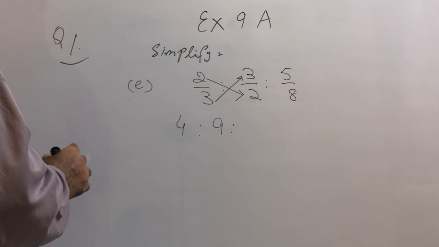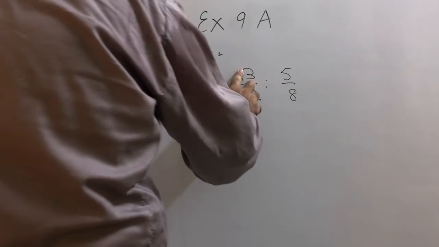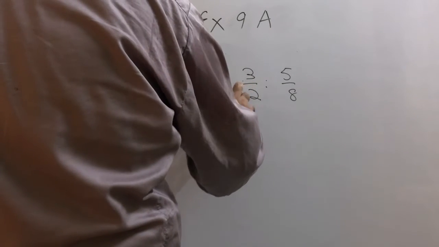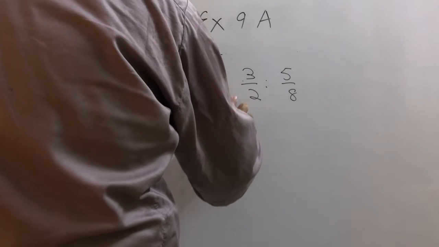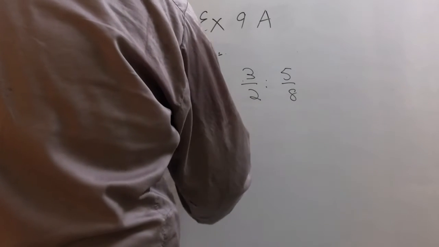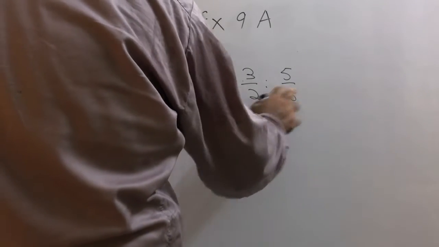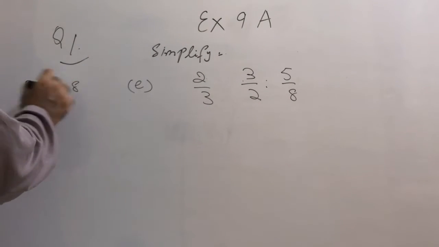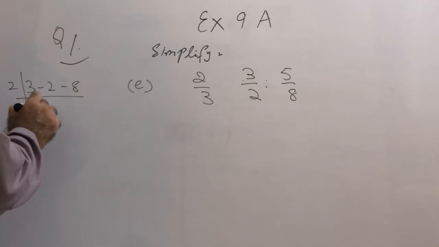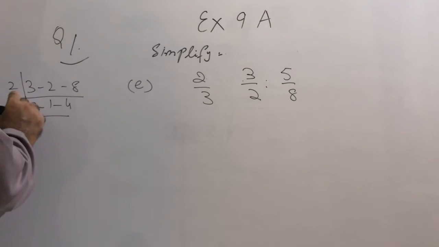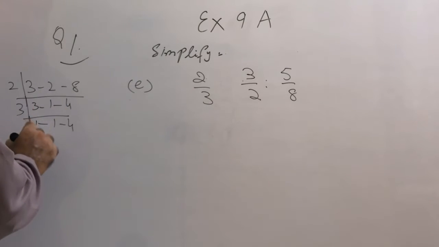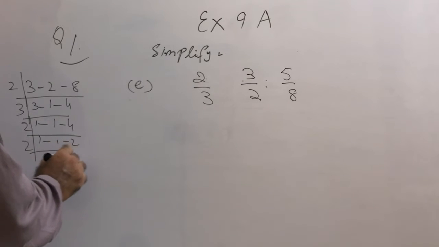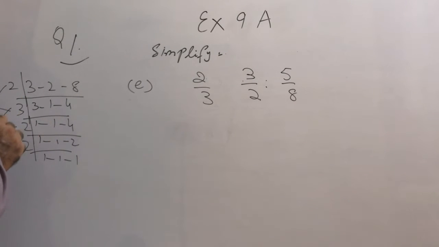So we will do another thing. Rather than cross multiplying, we will adopt another method, that is to equalize the denominators. So we take 3, 2 and 8, their LCM. 2 1s are 2, 2 4s are 8. 2 2s are 4. It becomes 2 into 3 is 6, 6 into 2 is 12, 12 into 2 is 24.